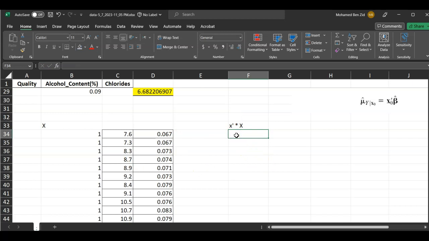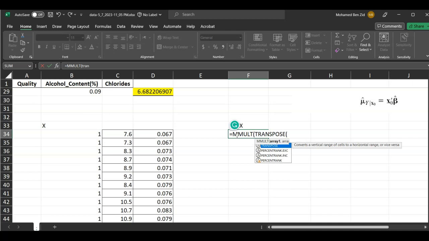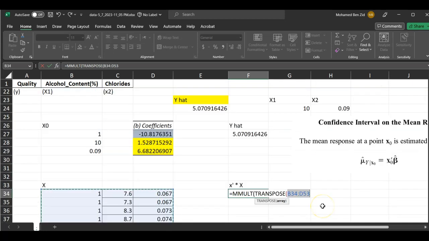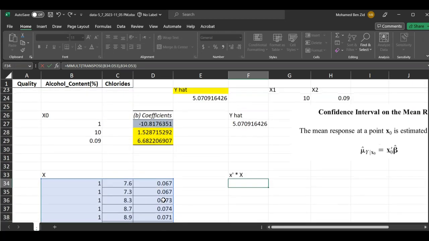So we're gonna start with an equal sign, and then we're gonna do multiplication. We get m multiply, so we're gonna use the tab to get that function, and then we're gonna use the transpose function. So transpose, we're gonna use the tab to select the first one and select the matrix x. So transpose of the matrix x, first one, and then close the parentheses and then comma. Right now we're gonna put the second matrix, which is x, and we select the same matrix x. All right, we close the parentheses and enter.